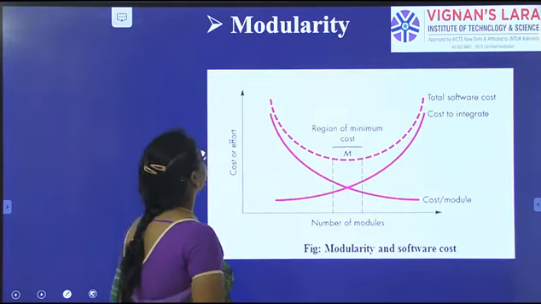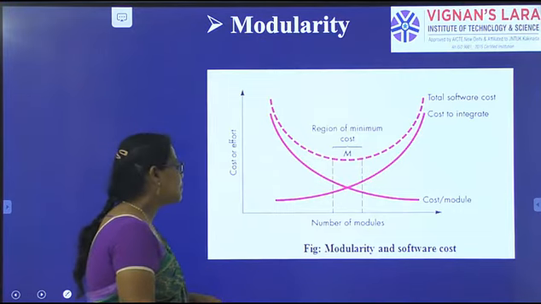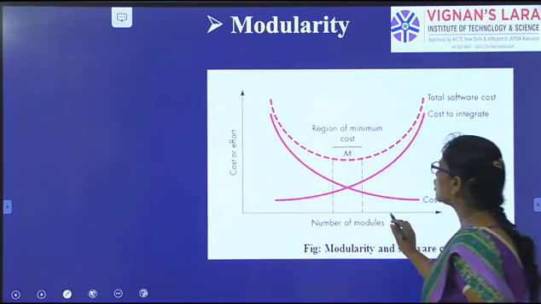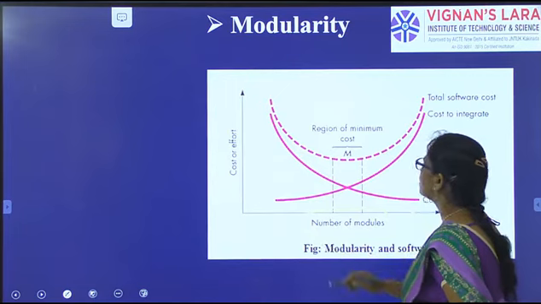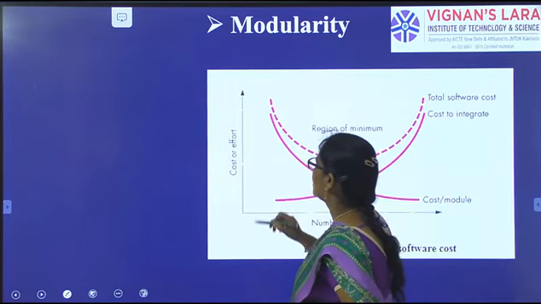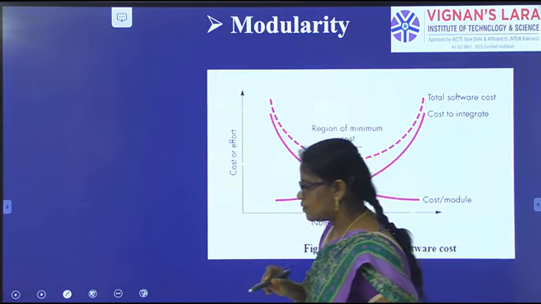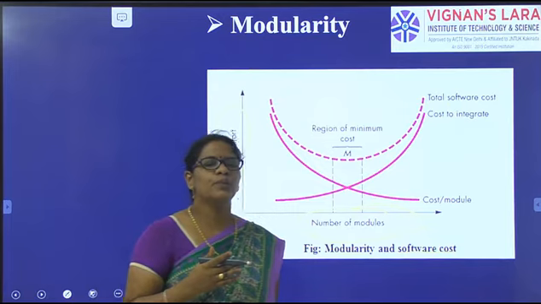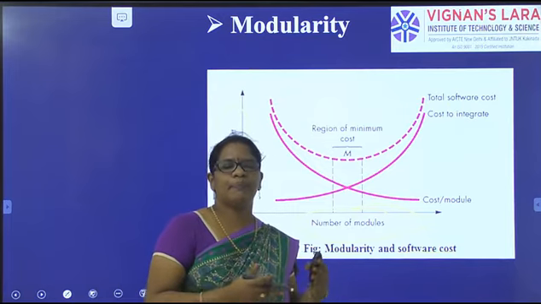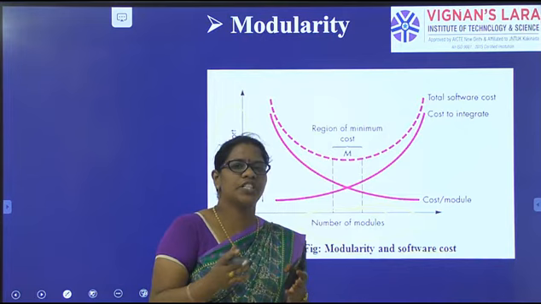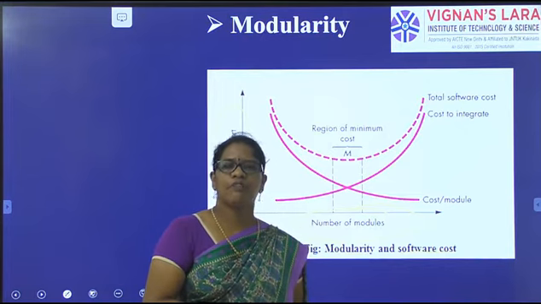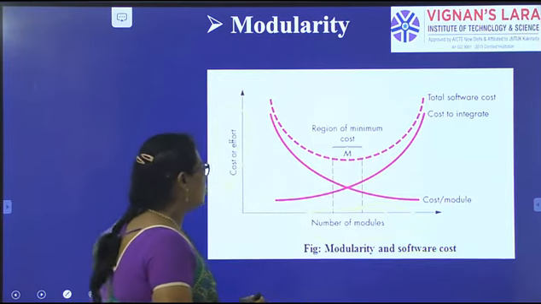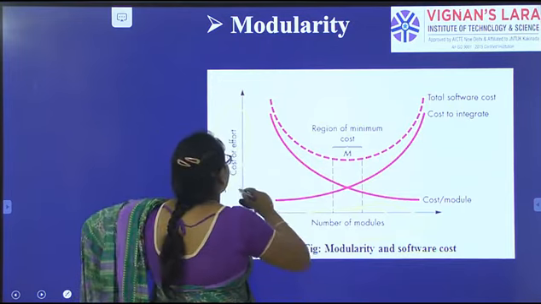Okay. And next, this is some modularity graph. Modularity and software cost. Here we have the number of modules, and this is the cost of effort. That means after dividing the software into modules, how much cost you can afford on each module in order to complete the software. That's why here is the number of modules and here is the cost of effort.